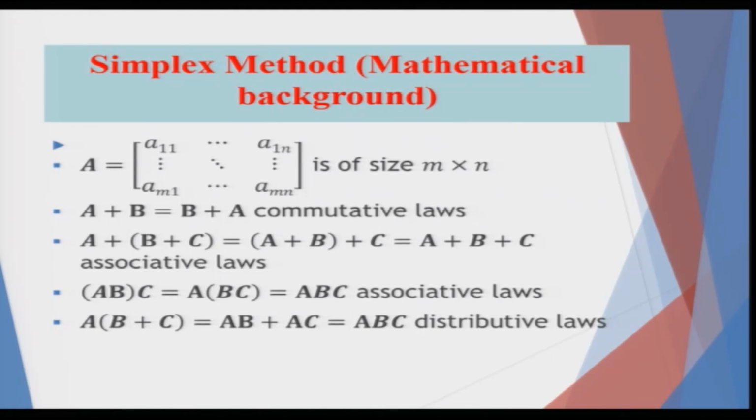The associative law of addition means that if you add up B and C first and then add A, it gives the same answer as adding A and B first and then adding C. That means A plus B plus C gives the same answer. Remember that these properties always require that the sizes of the matrices are compatible, and that applies to all the other bullet points as well.